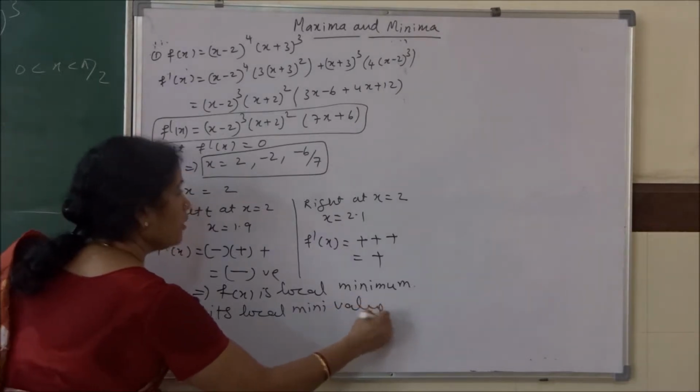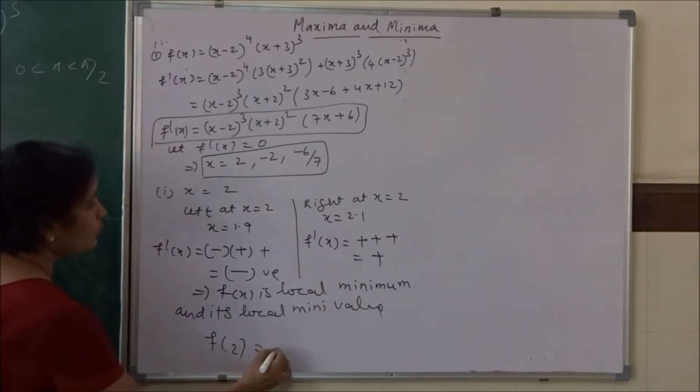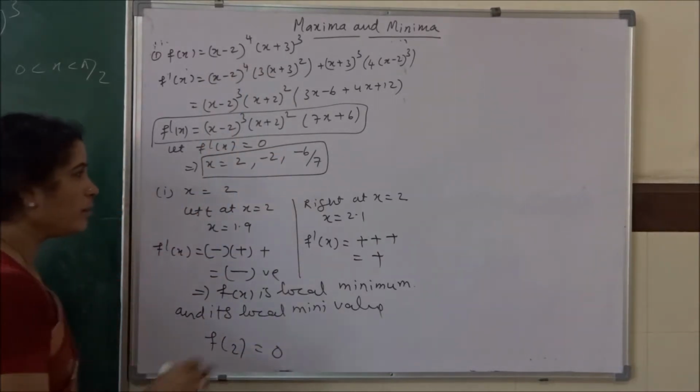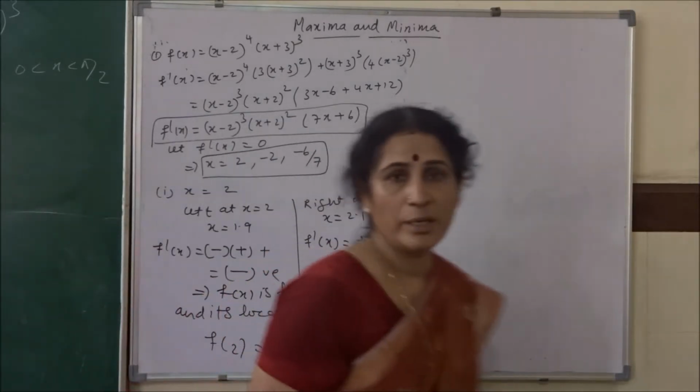Whatever the value, substitute it in f of x: f of 2 equals 0, since 2 minus 2 automatically becomes 0. Are you clear? Now how many values are here? There are 3 values. Let us see the remaining values.